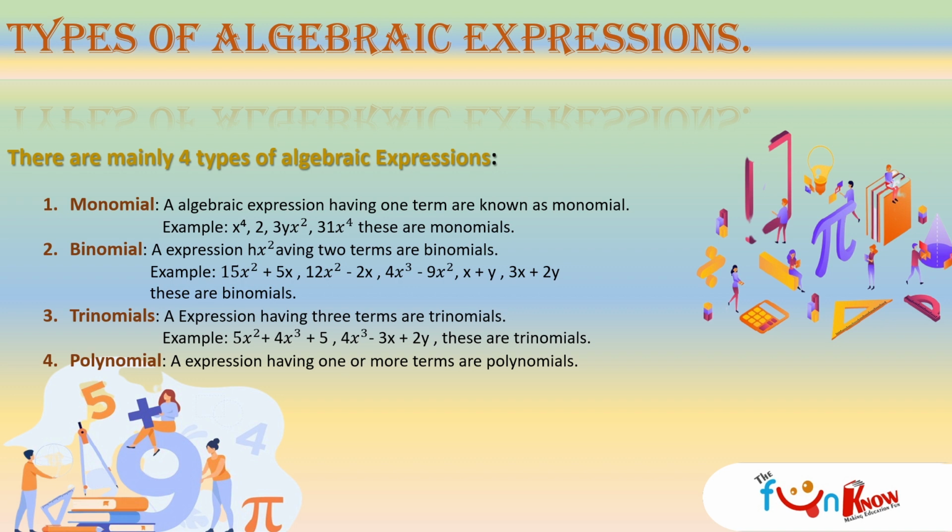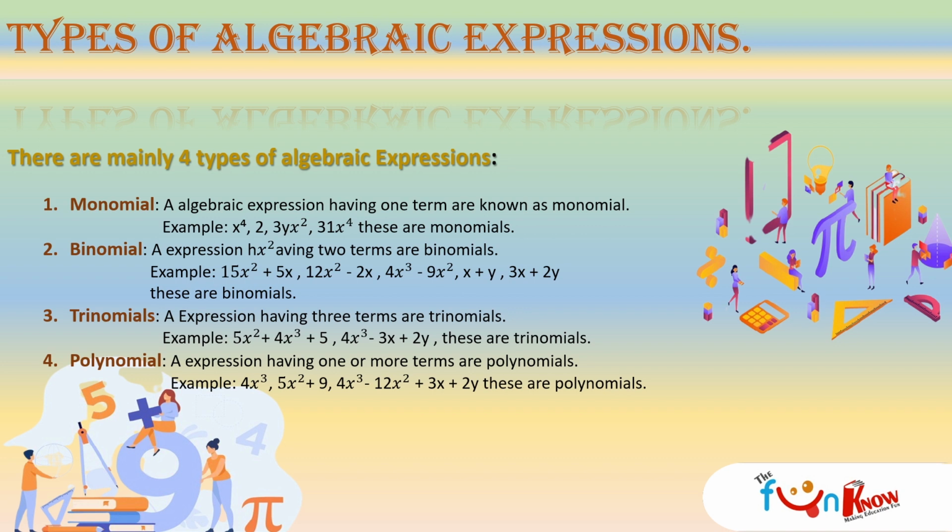In polynomial, an expression having more than one term, or we can say more than three terms, the expression having one or more than one term itself, you can say, is known as polynomial, students. So example can be 4x, 5x square plus 9, whichever expression having one or more than one term. Even one term or more than one term is known as polynomial.